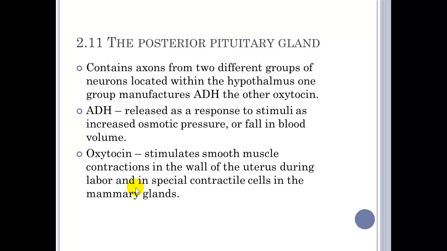Oxytocin stimulates smooth muscle contractions in the wall of the uterus during labor and in special contractile cells in the mammary glands. Oxytocin, or Pitocin.